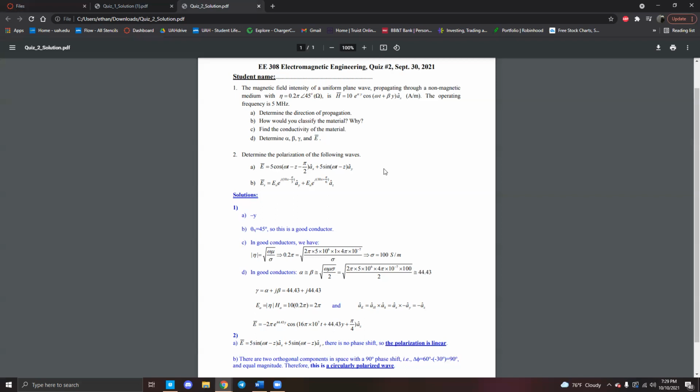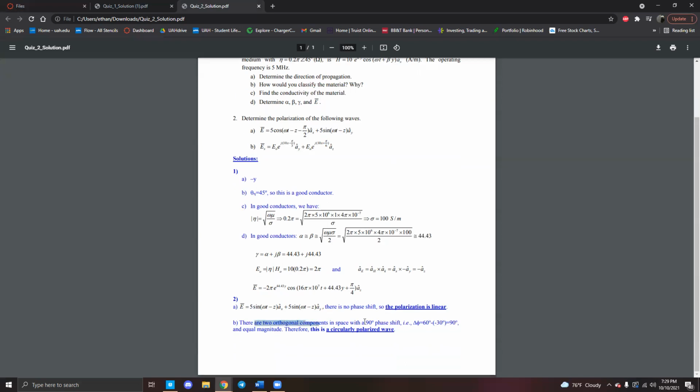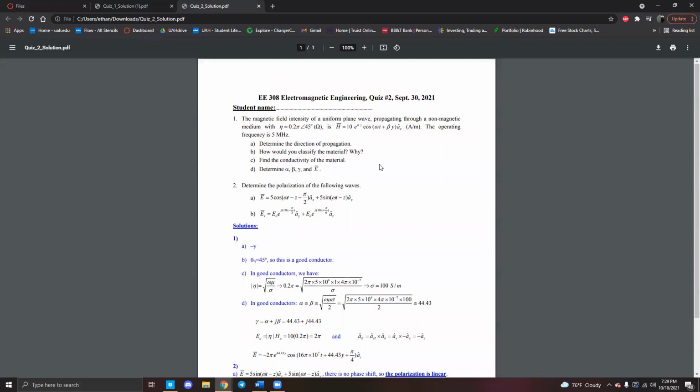There we go. Circular polarization, because, as mentioned in the solution, two orthogonal components in space with a 90-degree phase shift, which is computed as follows here, and they have equal magnitude. Those satisfy the two conditions for circular. Elliptical is the easiest to identify, because all you need to know is if the magnitudes are different across the components, and if the phase shift is something wacky besides 0 or 90, it's just the general case, also known as elliptical.